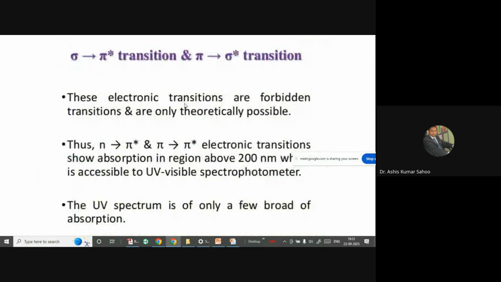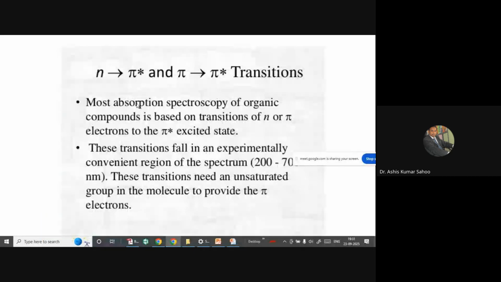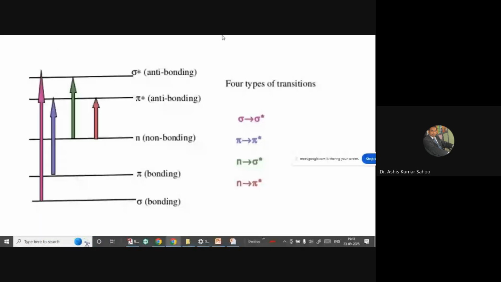So you can see n to sigma star, pi to pi star transition, and n to pi star, pi to pi star. These are the transitions that occur in UV-visible spectroscopy. First is the sigma bond, then the pi bond. Sigma is the bonding orbital, sigma star is the antibonding orbital, with higher energy. Pi bonding, then pi star. And in between we have n, non-bonding.